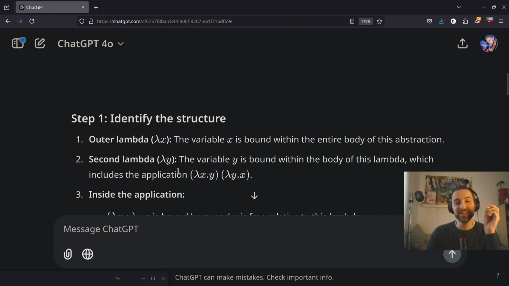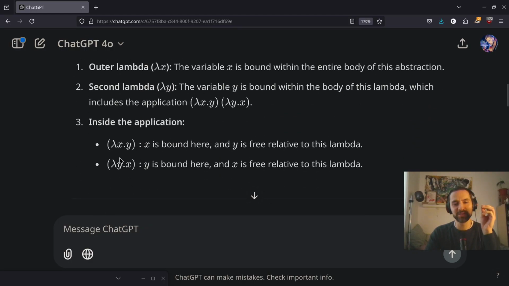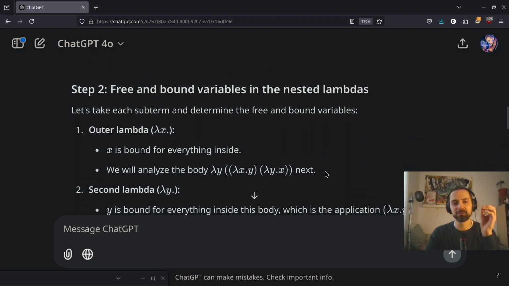Okay, the second lambda, lambda y, the variable y is bound within the body of this lambda, which includes the application lambda x dot y, lambda y dot x. So inside the application, lambda x dot y, x is bound here, and y is free relative to this lambda. And lambda y dot x, y is bound here, and x is free relative to this lambda.